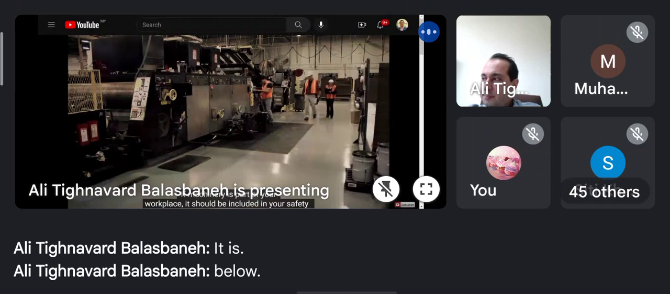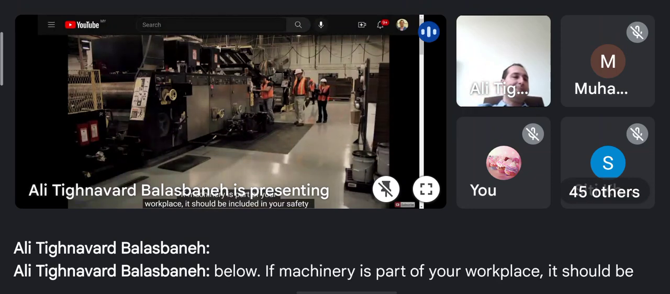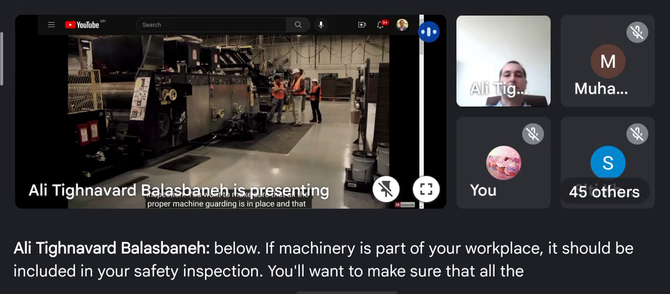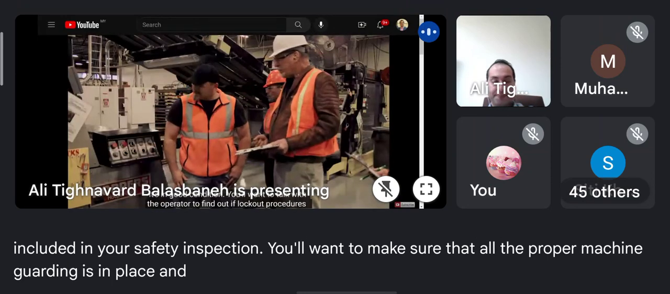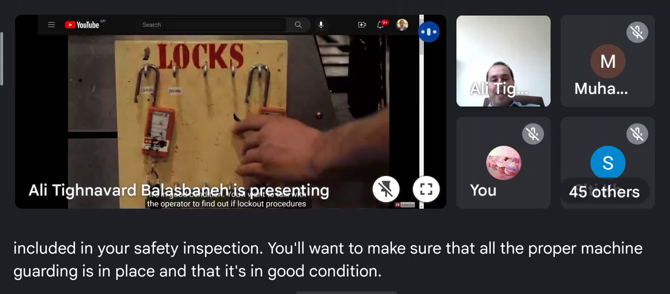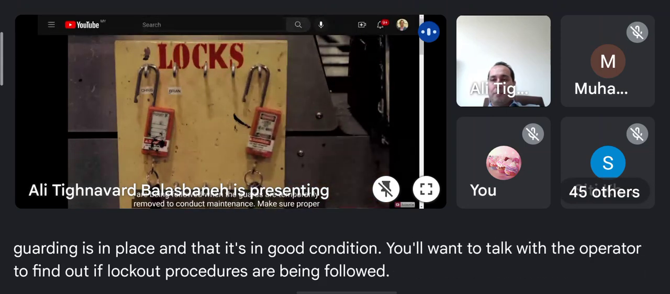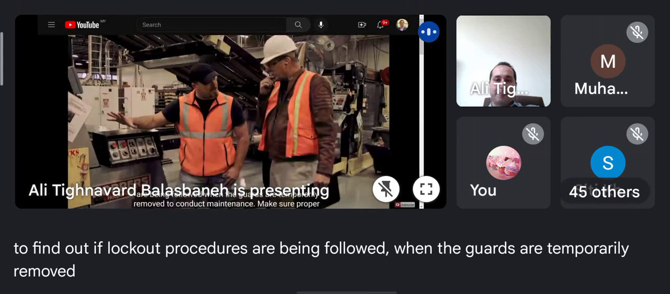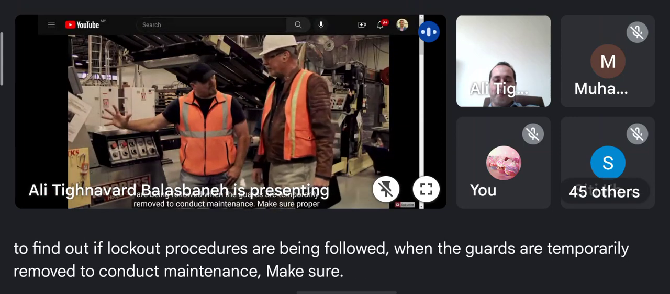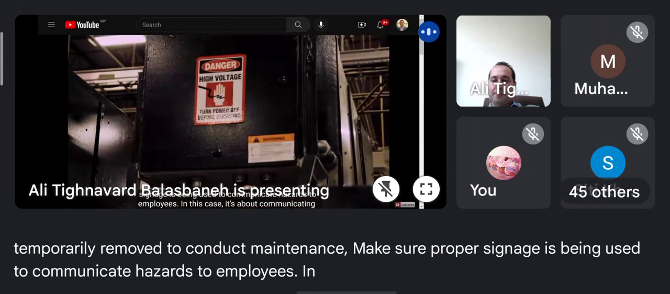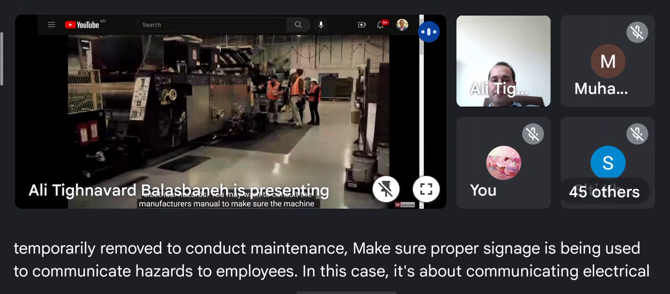If machinery is part of your workplace, it should be included in your safety inspection. You'll want to make sure that all the proper machine guarding is in place and that it's in good condition. You'll want to talk with the operator to find out if lockout procedures are being followed when the guards are temporarily removed to conduct maintenance. Make sure proper signage is being used to communicate hazards to employees. In this case, it's about communicating electrical hazards.